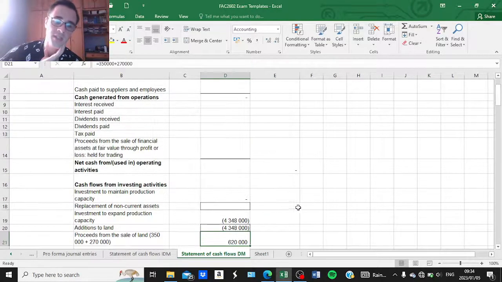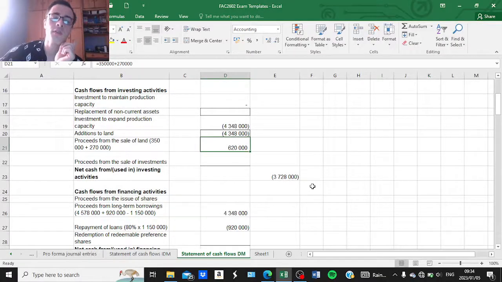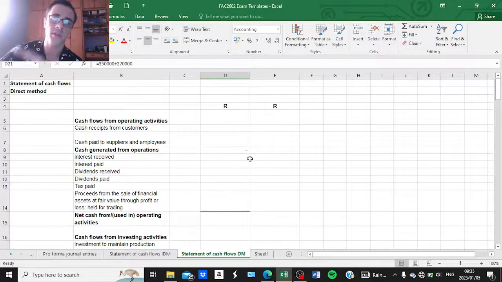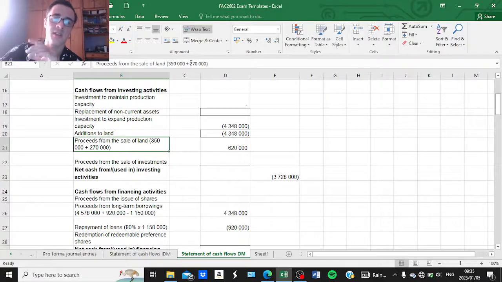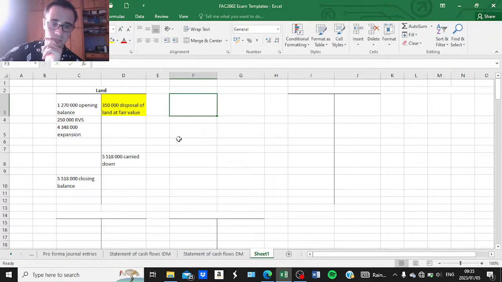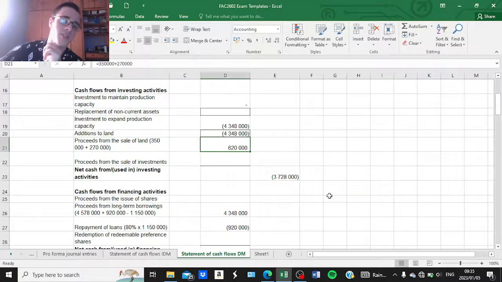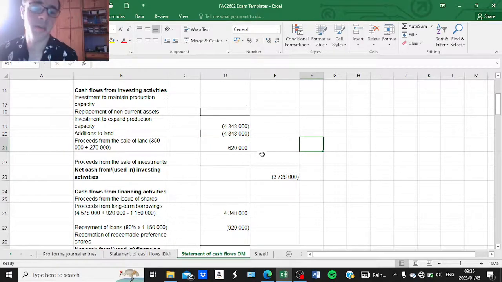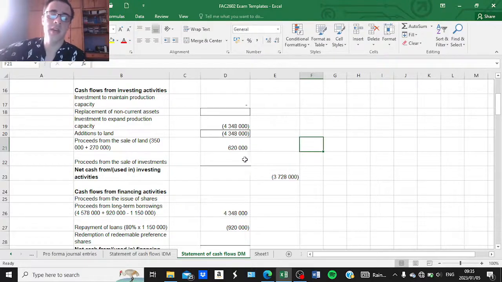and this should give you 620,000. So for the purposes of drafting your statement of cash flows correctly, we need to consider the profit as well. We cannot just take 350,000. So 620,000 was received on the date of sale for that particular land. And once again, because we have received that amount, it represents an inflow of cash, and therefore we show it as a positive amount in our investing activities section.